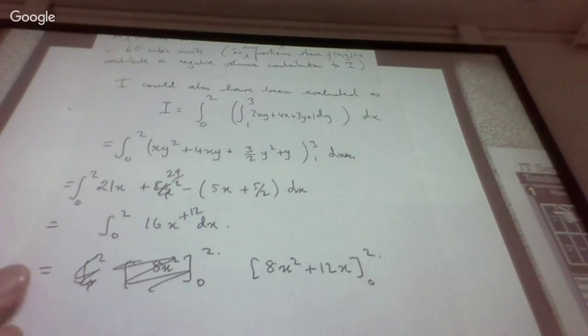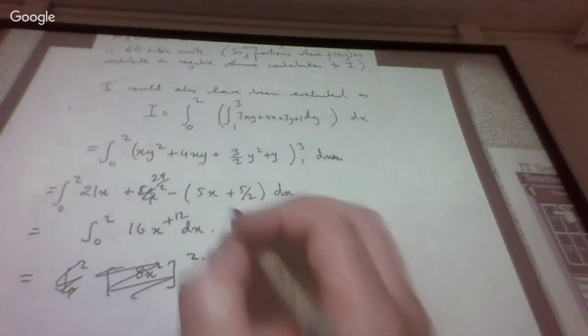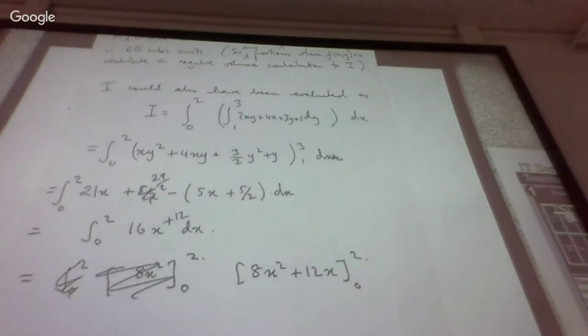evaluated at 0, 2. So 32 plus... 8 times 4 is 32, 24, still have 60 here. Half of 24 is 17, isn't it? 24 divided by 2. It's what? That's 12. Everybody see where it's gone wrong?